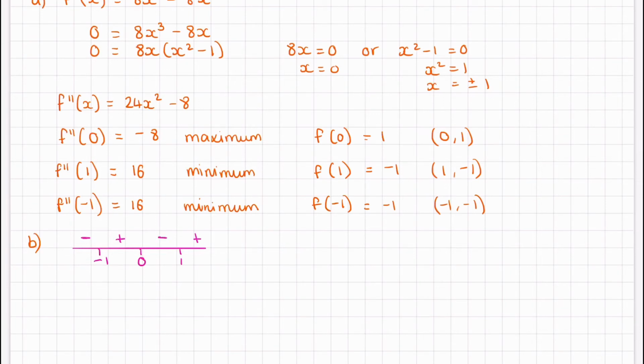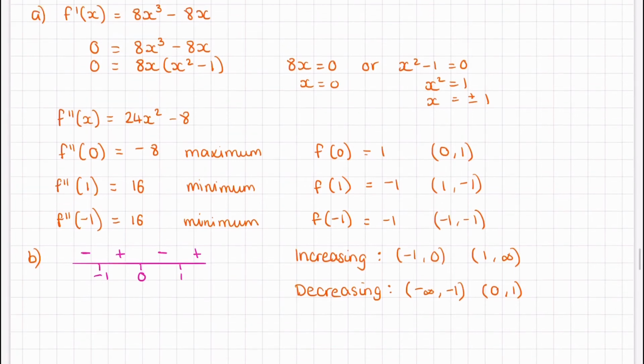So remember, that's just picking a value between those intervals, putting it into the first derivative and finding out if it's increasing or decreasing. So this tells us that it is increasing between -1 and 0 and 1 to infinity, and it is decreasing where the gradient is negative. So that is from -infinity to -1 and from 0 to 1.